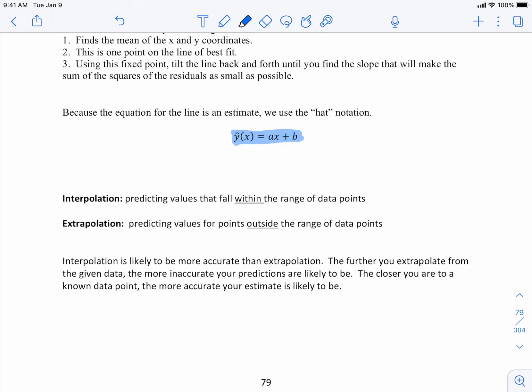We've talked about these words before. Again, interpolation is predicting values that fall within the range of data points. Extrapolation is predicting values for points outside the range of data points. Interpolation is likely to be more accurate than extrapolation. The further you extrapolate from the given data, the more inaccurate your predictions are likely to be. The closer you are to a known data point, the more accurate your estimate is likely to be.